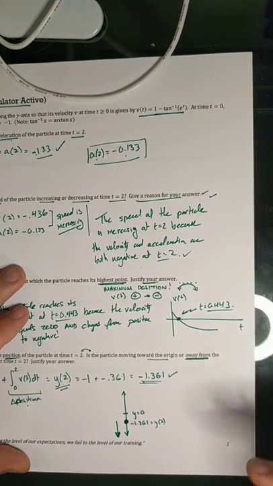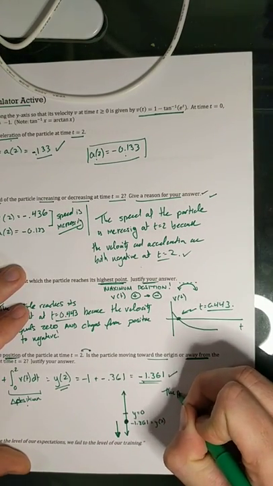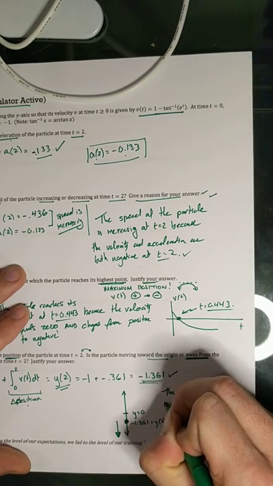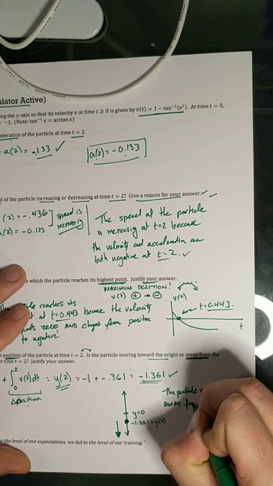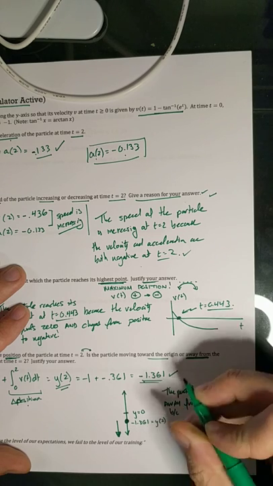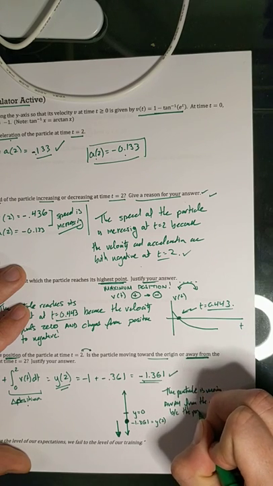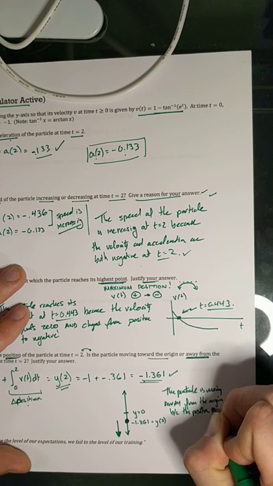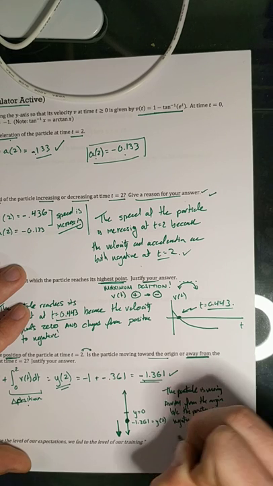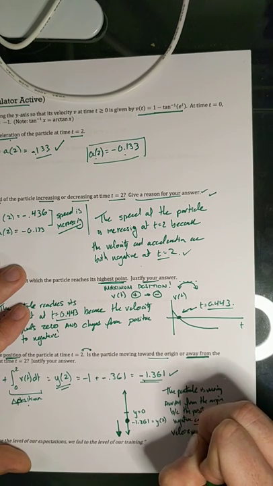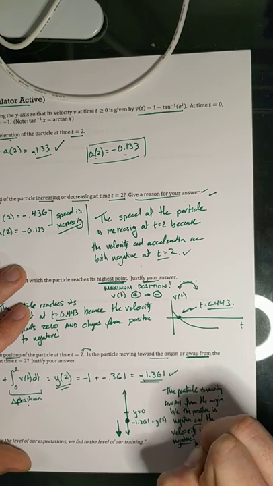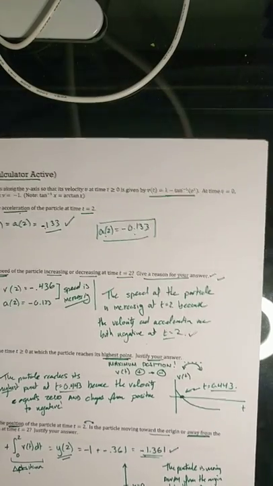So to put that all together, the particle is moving away from the origin because the position is negative and the velocity is negative. There we go. So that completes FRQ A.